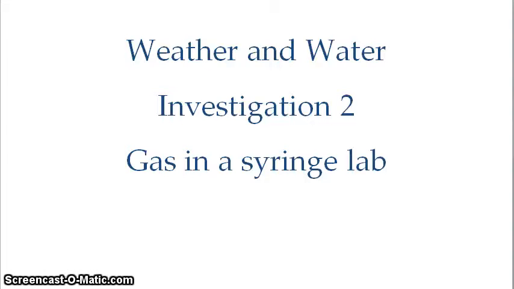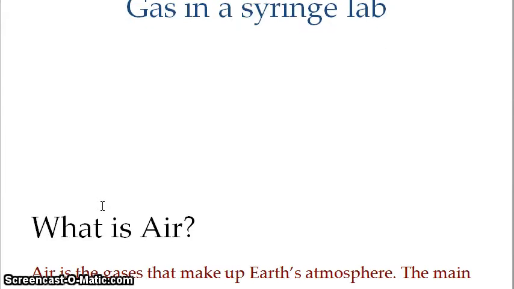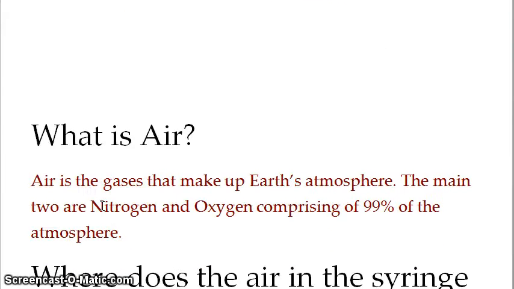Okay, in the lab we did today, we were looking at air pressure and how gases react when under pressure. Some of the first things that we looked at was the question here, what is air? We're going to say that air are the gases that make up Earth's atmosphere. The main two gases in Earth's atmosphere are nitrogen and oxygen. Nitrogen makes up about 78% of Earth's atmosphere, and oxygen makes up about 21% of Earth's atmosphere.